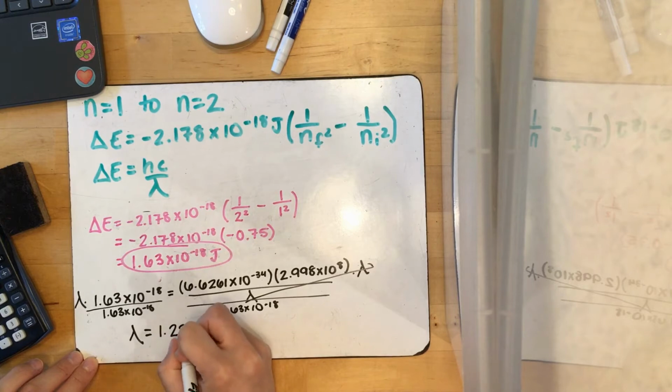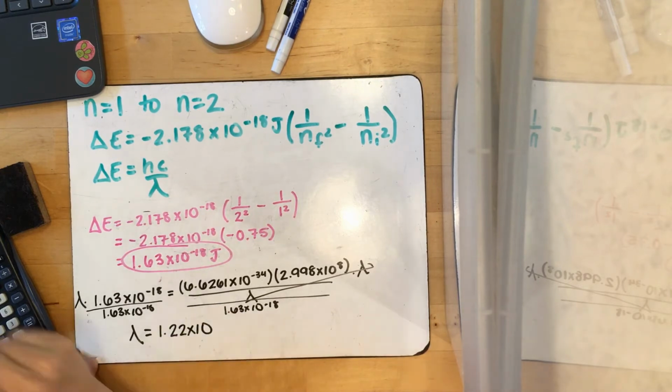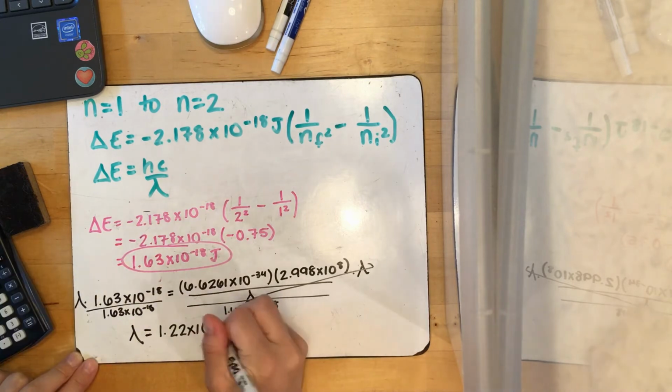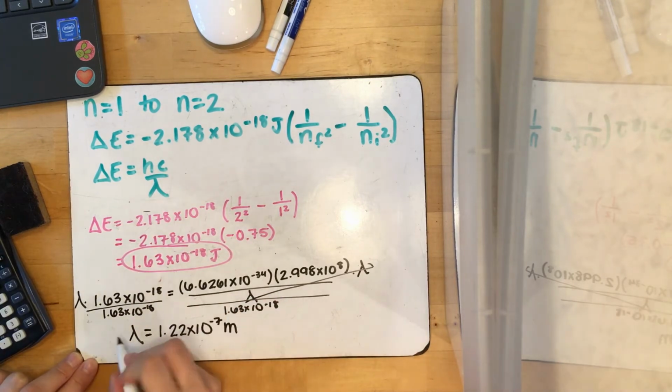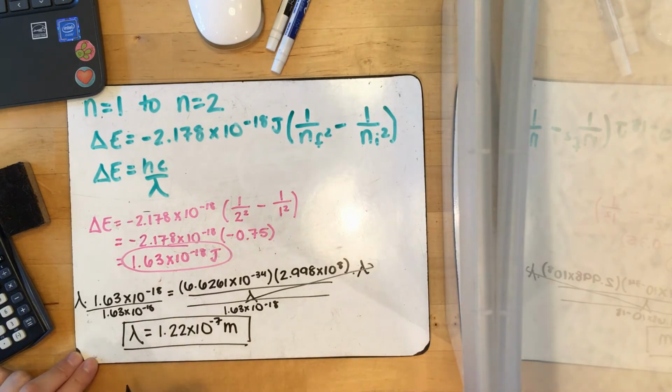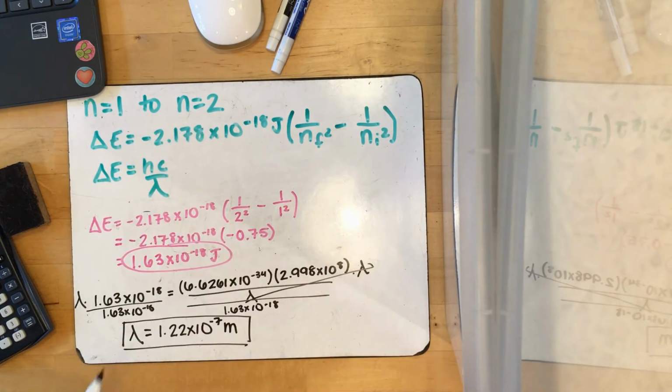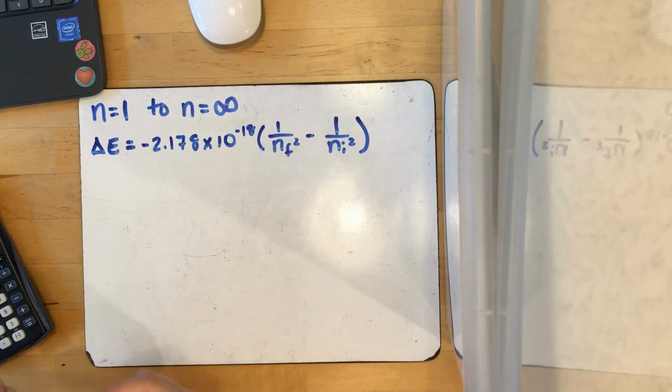And then we can just punch these in. And we get 1.22 times 10 to the negative 7 meters. So that is the wavelength of light that is needed to move our electron from energy level 1 to energy level 2.